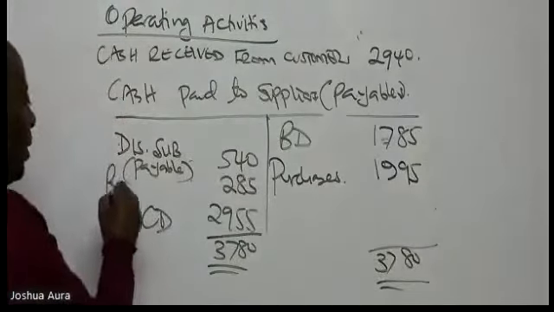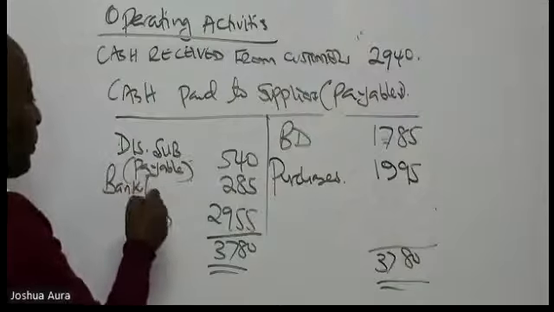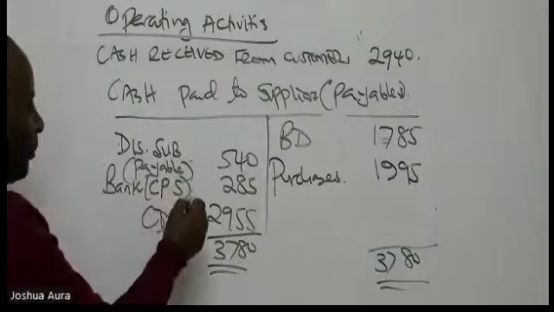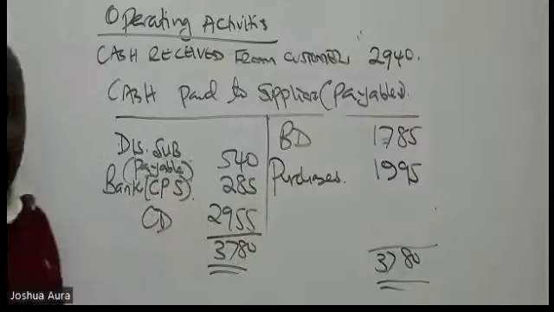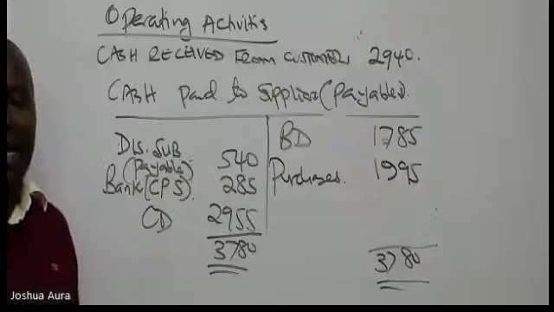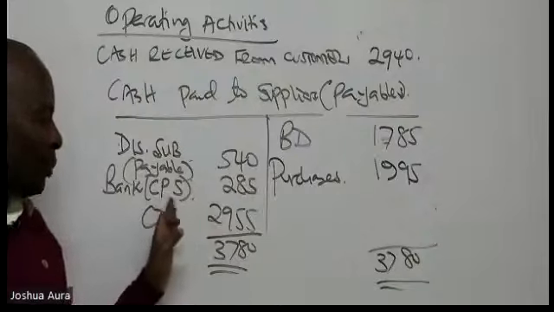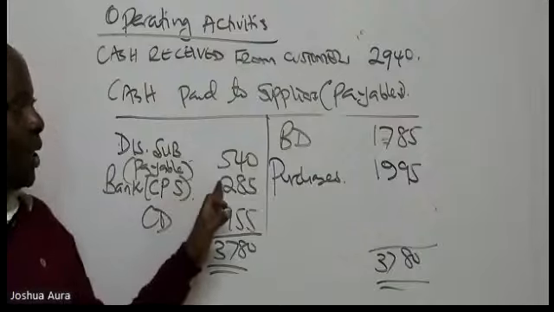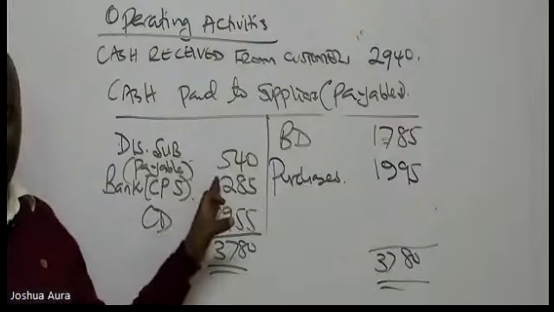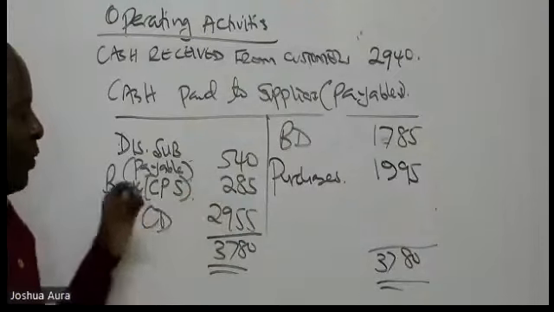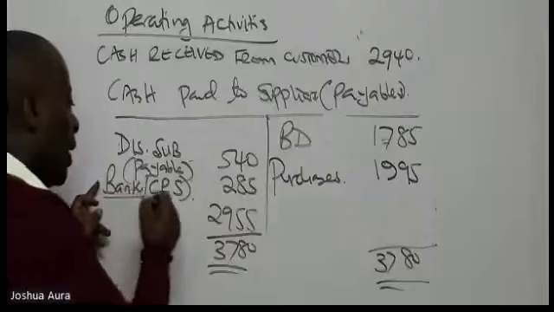So of course, this is the bank, as cash paid to suppliers. Cash paid to suppliers is 285. You have to write this in full for your case. If you have a highlighter, could you kindly highlight this?